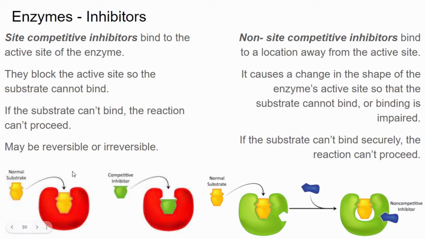It's like a car in a parking spot, if you like. So if this is our normal substrate binding to the active site on our enzyme, our competitive inhibitor is like our neighbour's car parking in our parking spot, which means that we're not able to park there. Our enzyme isn't able to bind its substrate, therefore the reaction can't proceed.